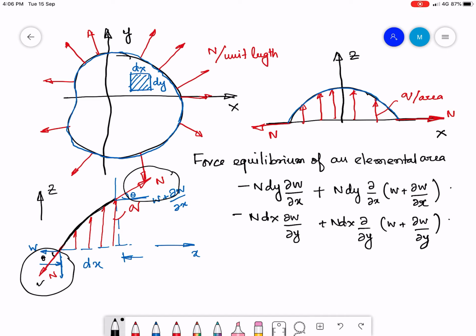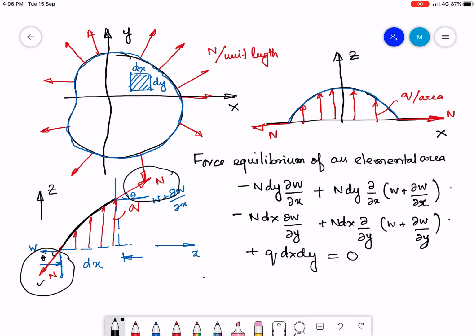Plus there would be an upward force due to the uniform pressure Q, and that force can be written as plus Q dx into dy, dx into dy being the total area and Q being the force per unit area, and that has to be equal to 0 for the equilibrium of the elemental area in the z direction.